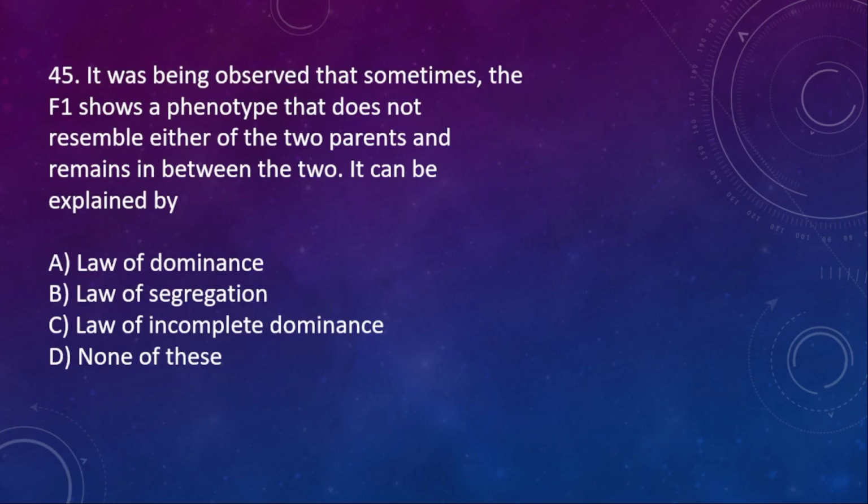Next, 45th question. It was observed that sometimes the F1 shows a phenotype that doesn't resemble either of the two parents and remains in between the two. It can be explained by law of A. dominance. B, law of segregation. C. Law of incomplete dominance, and then D. None of these. Here the answer is law of incomplete dominance.